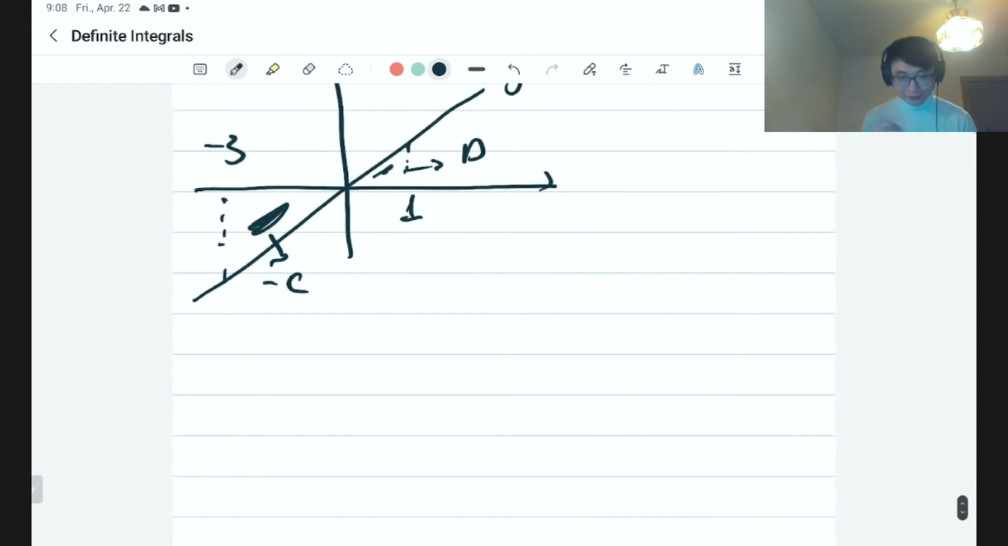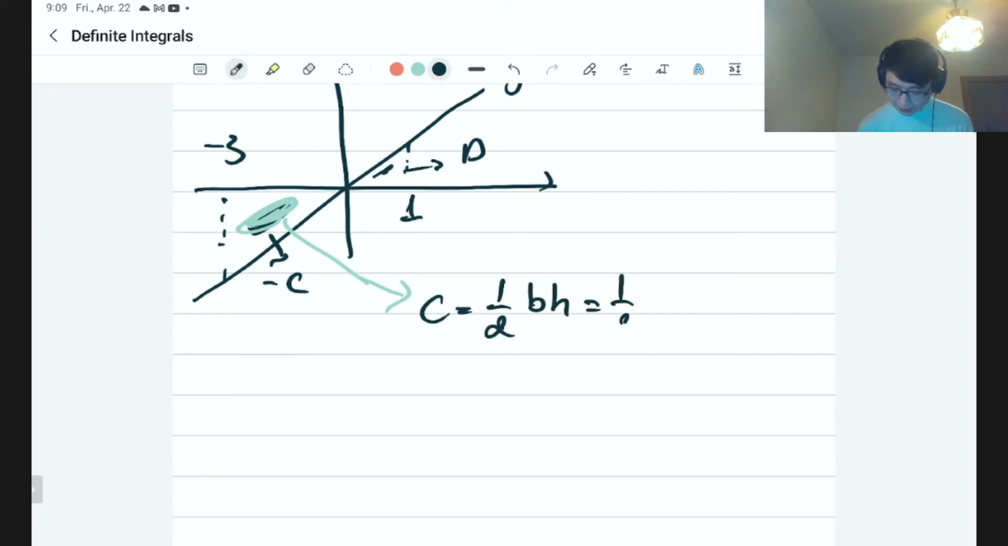So to calculate the true area, I have to calculate the area of each triangle, right? So this area here is equal to, let's calculate the area C, which is this part. This one is the area C. Now the area C, of course, is equal to 1 over 2 base times height. Base is equal to 3, height is equal to 3, so it's 9 over 2, right?